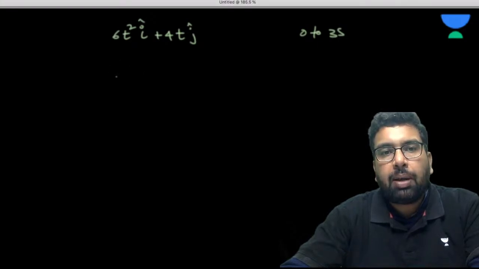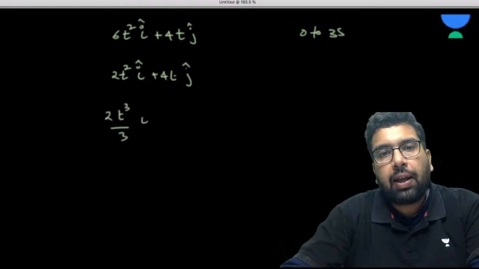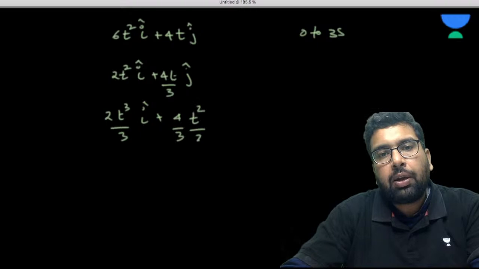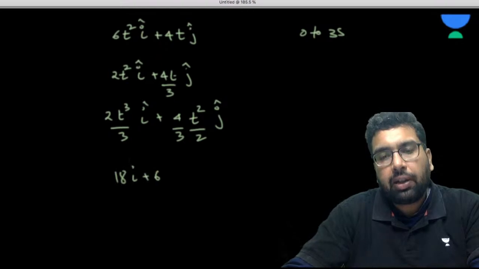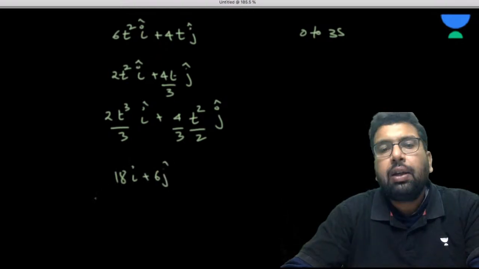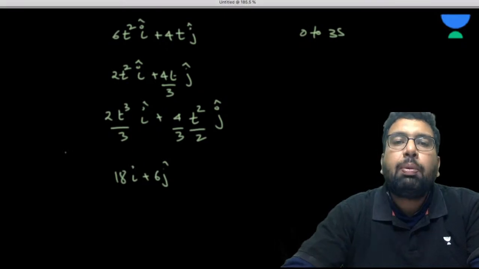If we divide it by mass, it will become 2t square i plus 4t j. Now if we integrate this, it will become 2t cube by 3 i plus 4 by 3, so 4 t square by 2 j. Now you put the value of t, that is 3. So it will become 18 i plus 6 j. I think everybody will be able to solve it now. I'll be more careful.